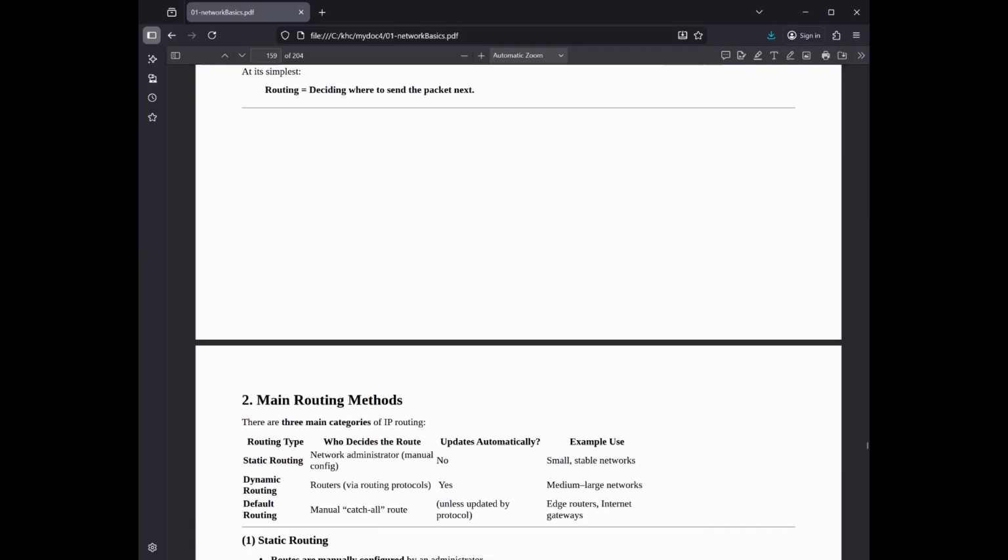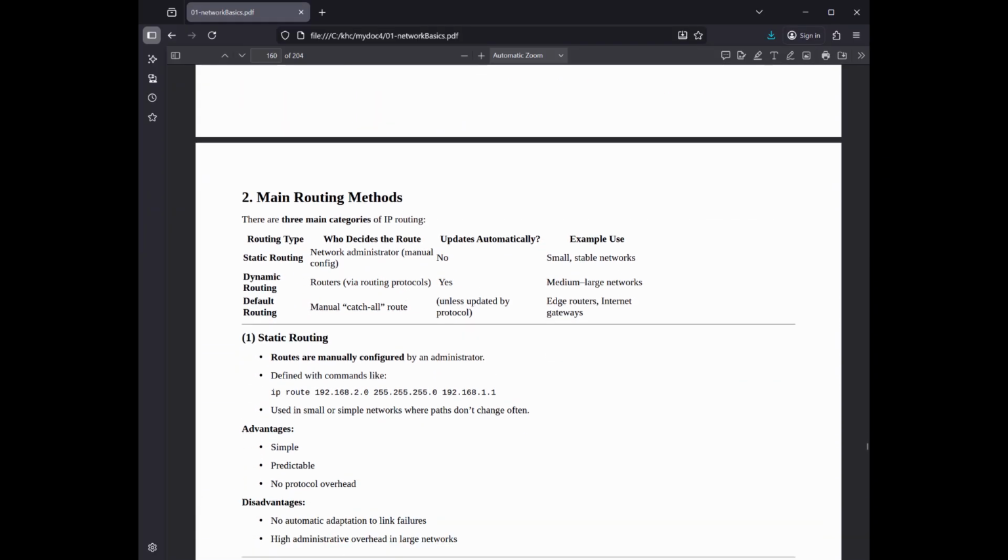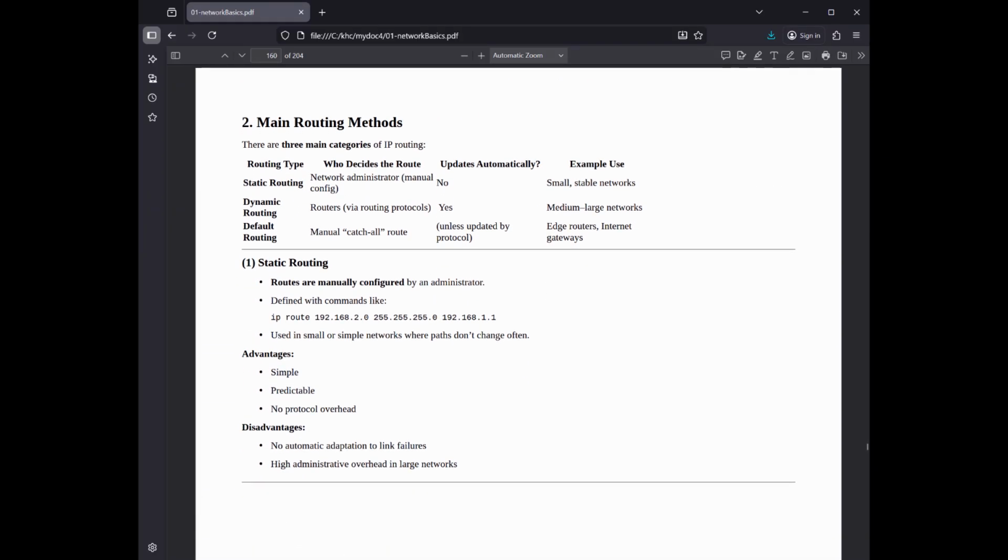Key components and concepts. Routers, hardware devices that make routing decisions. Routing tables, databases on routers listing network paths, populated by static configuration or dynamic protocols. Routing protocols, algorithms, like OSPF for internal networks and BGP for the internet, that routers use to share network information and build tables. IP, Internet Protocol, operates at layer 3, the network layer of the OSI model, providing logical addressing, IP addresses, for devices.